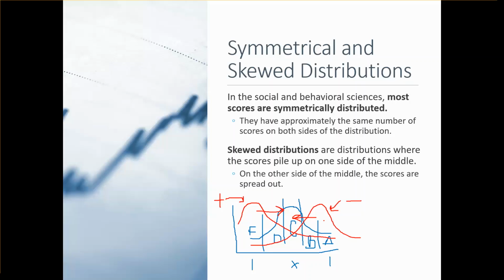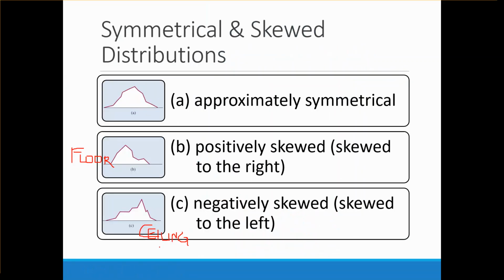Because to make everything back to normal, where would they have to go to be shifted? This would have to be shifted positively, and this would have to be shifted negatively. Does that make sense? I always try to find ways to remember these kinds of things. So we have the floor effect because everything's down here towards the bottom, and we have the ceiling effect because everything's up here towards the top. Okay.